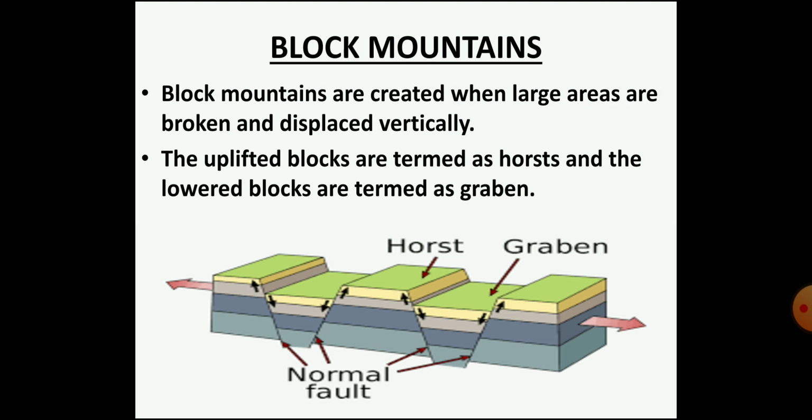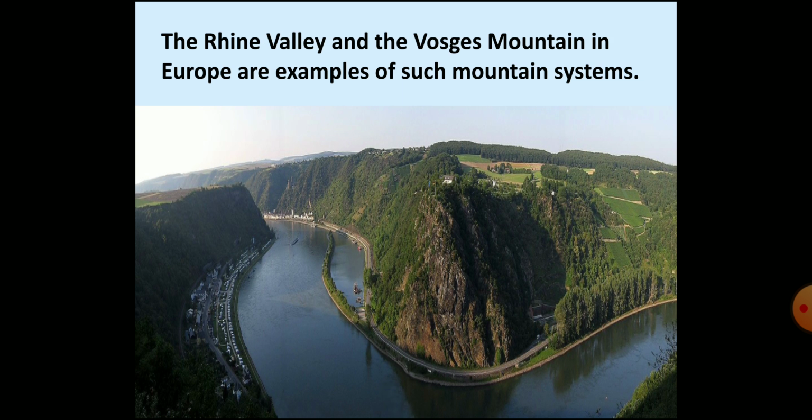The second type of mountains are block mountains. Block mountains are formed when large areas get broken and displaced vertically. In this process, the uplifted blocks or parts of the land are called horsts, and block mountains, and the subsided part or lowered blocks are called graben or rift valley. The Rhine Valley and the Vosges mountain in Europe are examples of the rift valley and block mountain respectively.